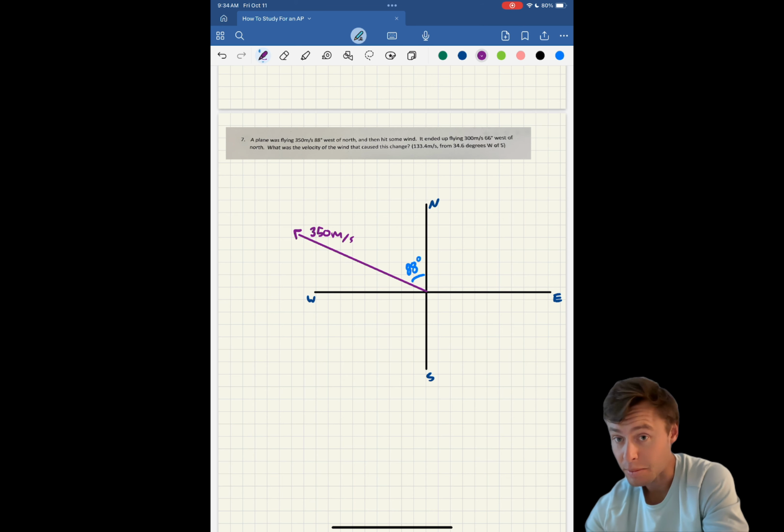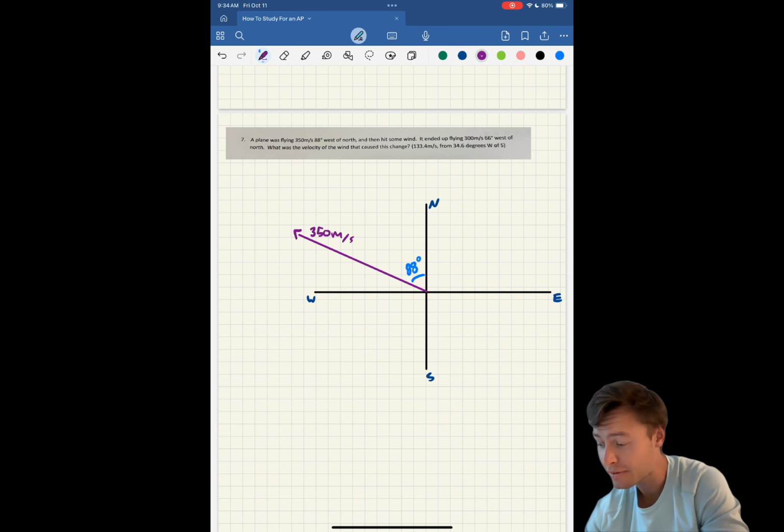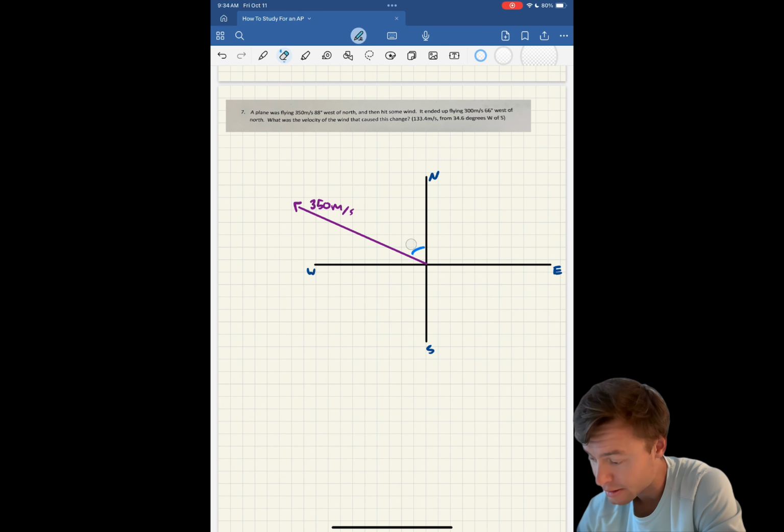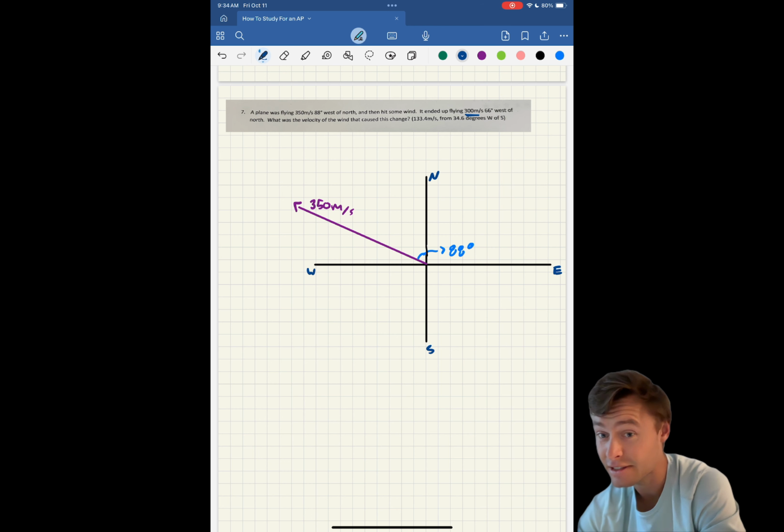It experiences some wind, and it ends up flying at, I'm going to actually change where this is. This is still an 88-degree angle right here, but I'm just going to write it over to the side, 88 degrees. After it hits the wind, it ends up flying at 300 meters per second, 66 degrees west of north. Okay, so I'm going to draw it after it hits the wind in green.